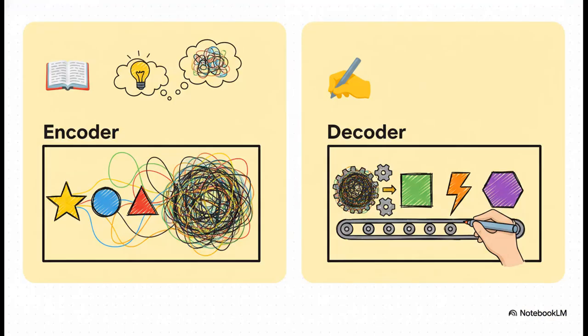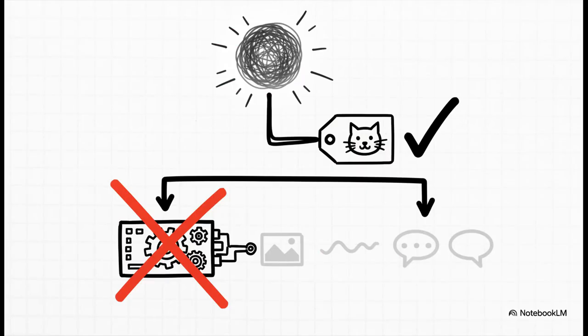Okay, let's quickly remember their original jobs. The encoder is the reader. Its job is to take in the entire input, like a whole sentence in French, and build a deep contextual understanding of it. The decoder is the writer. It takes the encoder's understanding and then starts generating a new sequence, one token at a time, like writing out the English translation word by word. And right there, that's the key.